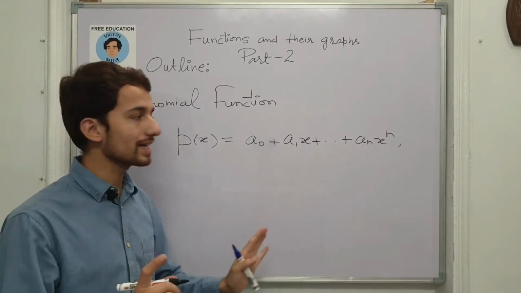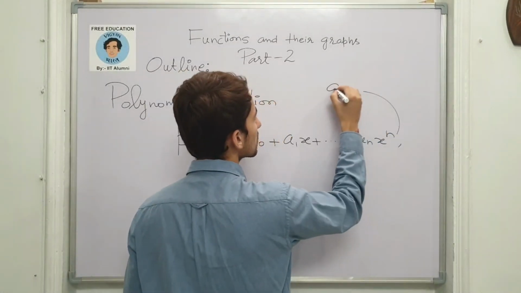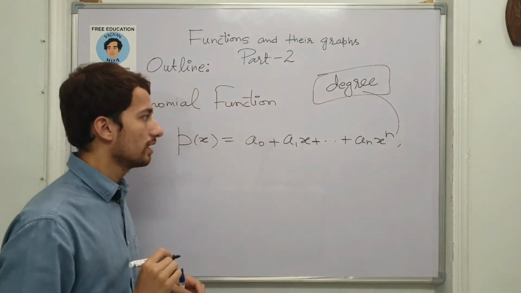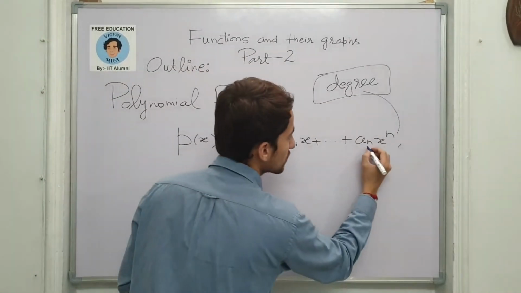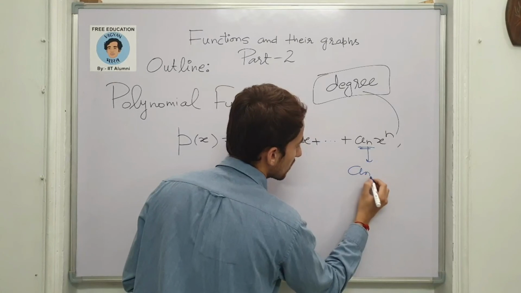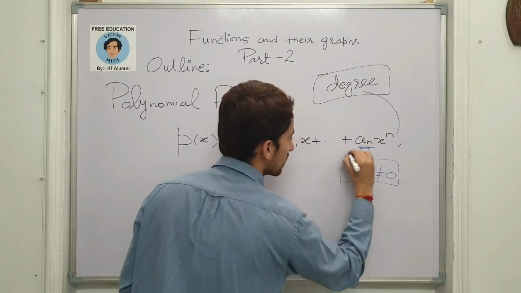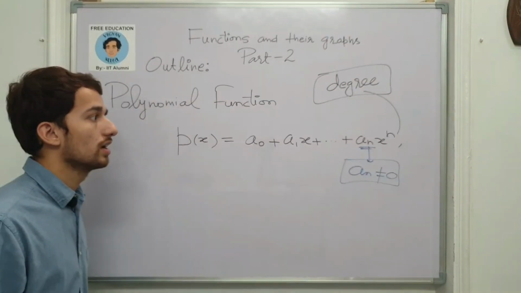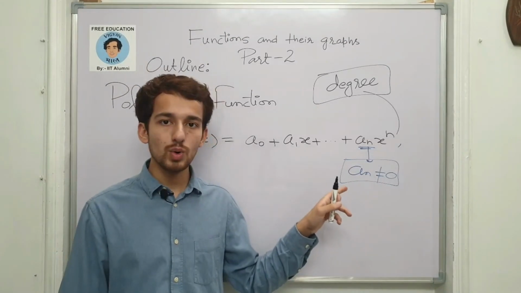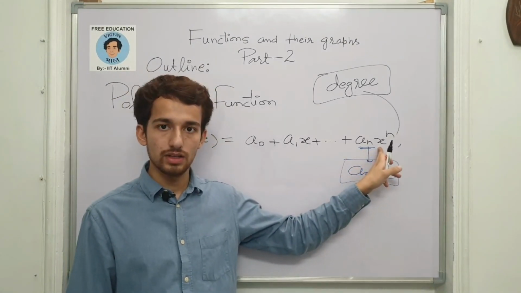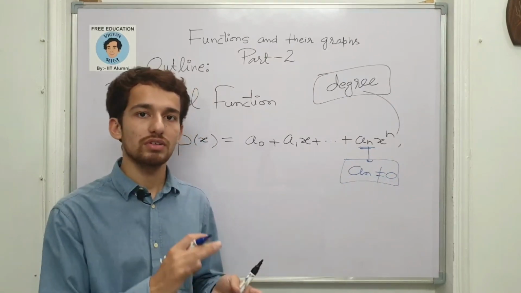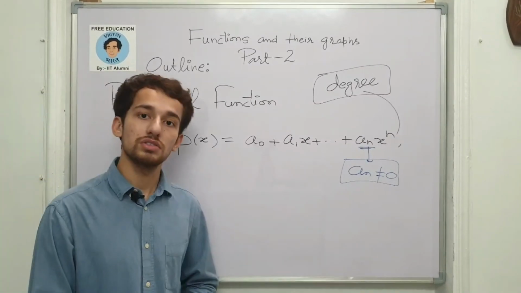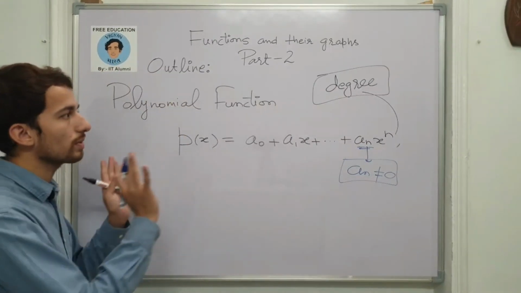If this is a polynomial of degree n, this n denotes the degree of the polynomial. And of course there is an important observation that this a_n cannot be equal to 0. I ask you to pause the video and think about why. Because if you choose this a_n to be 0, then you are going to reduce its degree. Whenever we define a polynomial of some fixed degree, the leading coefficient cannot be 0, unless it's a constant polynomial. So this is how my polynomial function is defined.